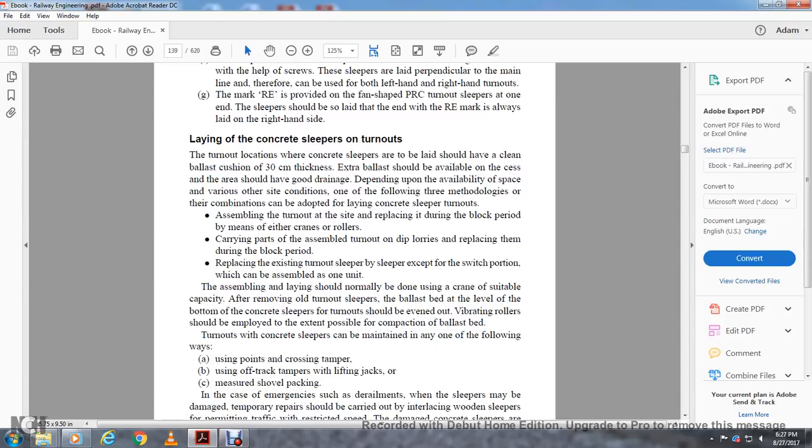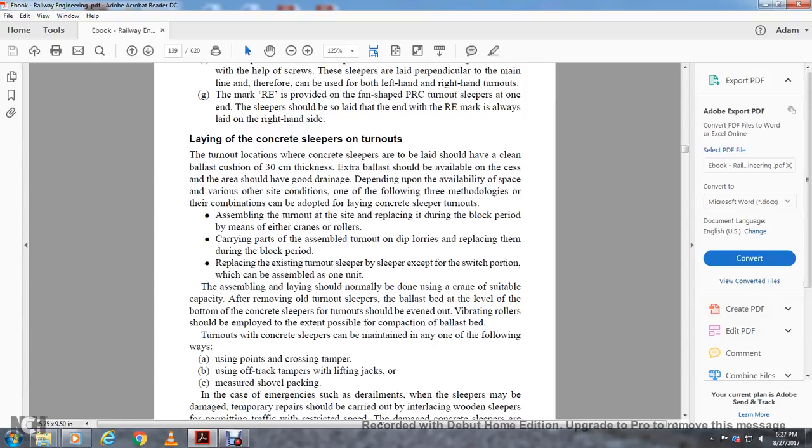Some of the turnouts are assembled on site and replaced during the block period, either by cranes or rollers, carrying the parts of the assembled turnout on trailers and placing them during the block period, or replacing existing turnout sleepers by sleepers, where the switch portion can be assembled as one unit. Assembling layout should normally be done by using a crane of suitable capacity after removing the old turnout sleepers.